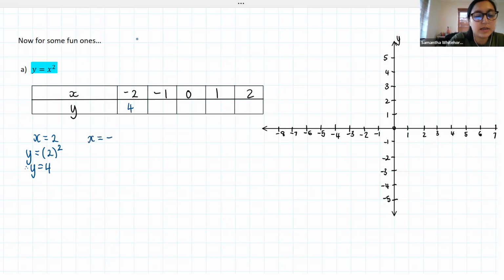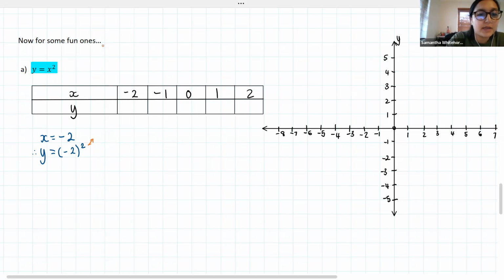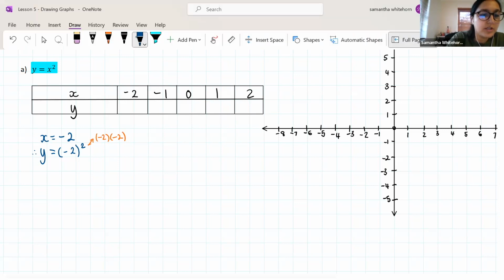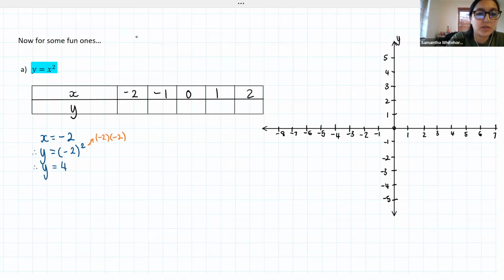X equals negative 1. It would also really help if I did the right thing here. Okay, so let's try that all again. X equals negative 2, not positive 2. We'll get to positive 2. So y is equal to negative 2 squared. Now remember, that means negative 2 times negative 2. A negative times a negative is a positive. So we end up with 4. So my output was right, I just put in the wrong input.